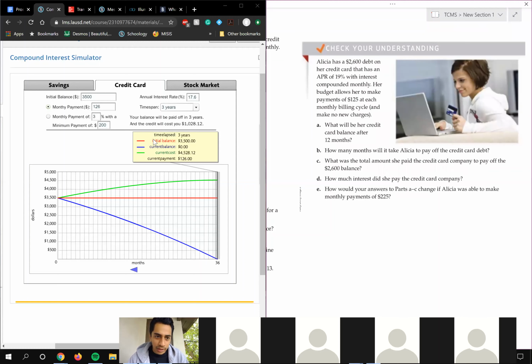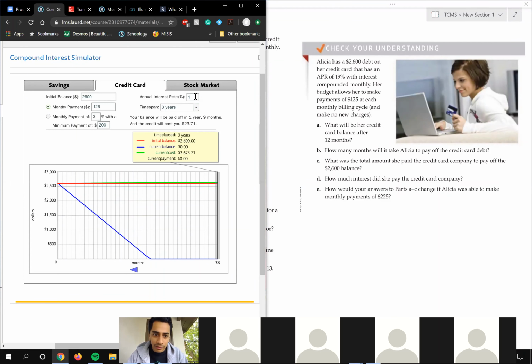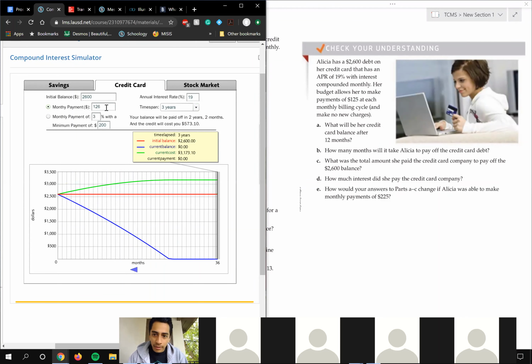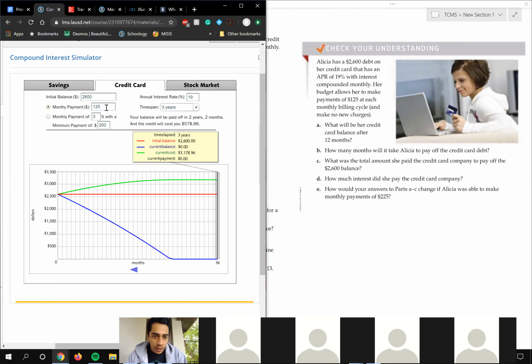So we can go ahead and use the simulator to answer these questions. All right, so if it's $2,600, let's go ahead and change this up here. We know that the annual interest rate is going to be 19, so let's change this. The monthly payment that she plans on making is 125. Okay, so now here we have the projection of what's going to happen in terms of months, right? It looks like she'll probably be done paying everything off after about 2 years and 2 months, right here in the yellow, you can see that.